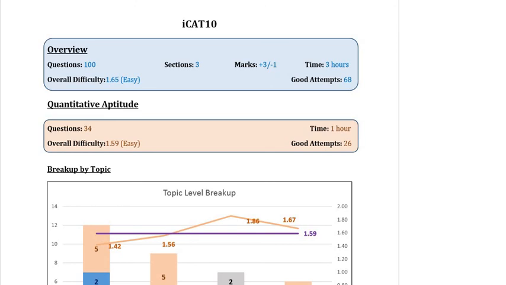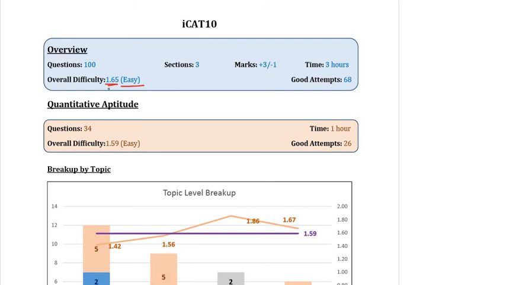We saw in the first two parts that iCAT10 is a fairly simple mock with an average difficulty per question mapped at around 1.6. Just to clarify once again, the average difficulty is nothing but the arithmetic mean of the difficulty level of each question. So each question has an LOD of 1 to 3, where 1 is easy and 3 is difficult. So this is more an indicator of what the difficulty level per question was.